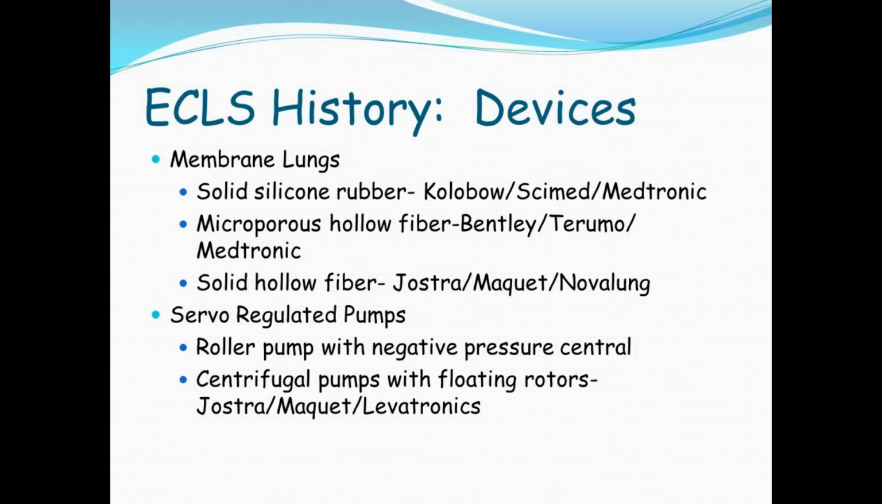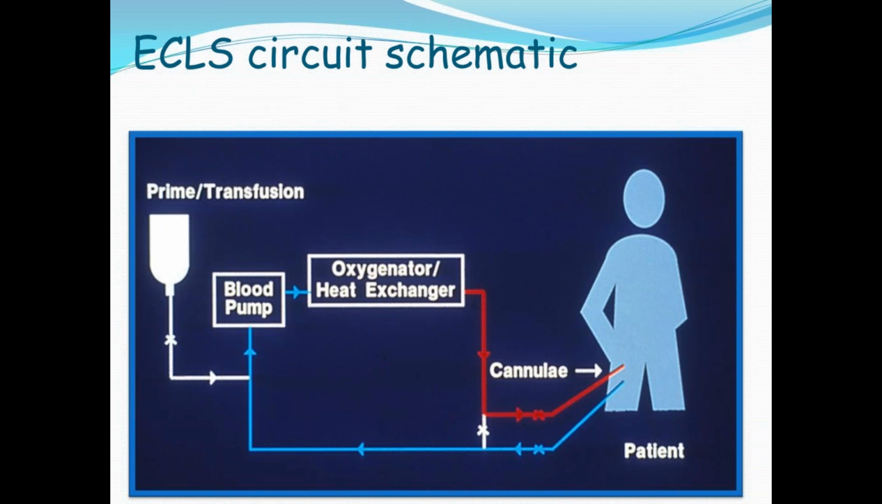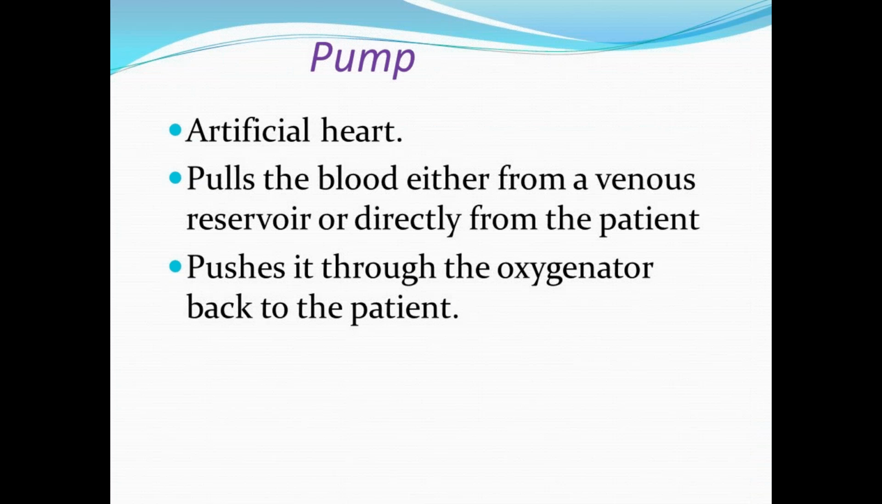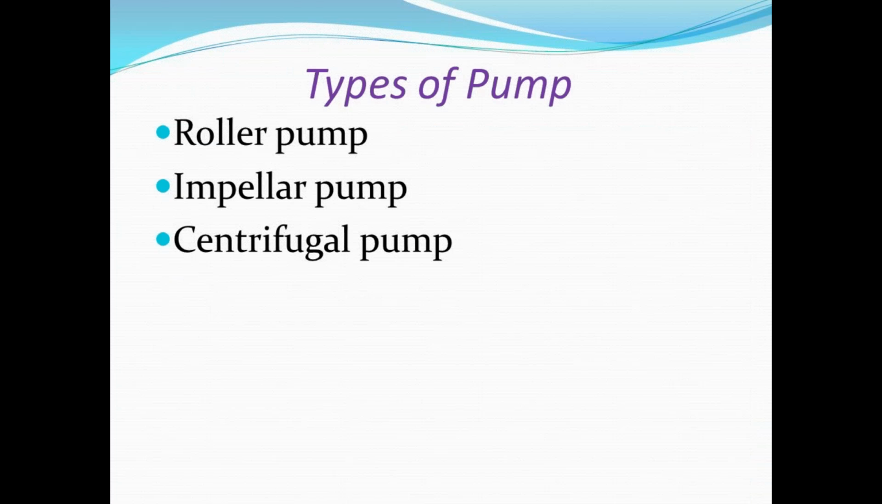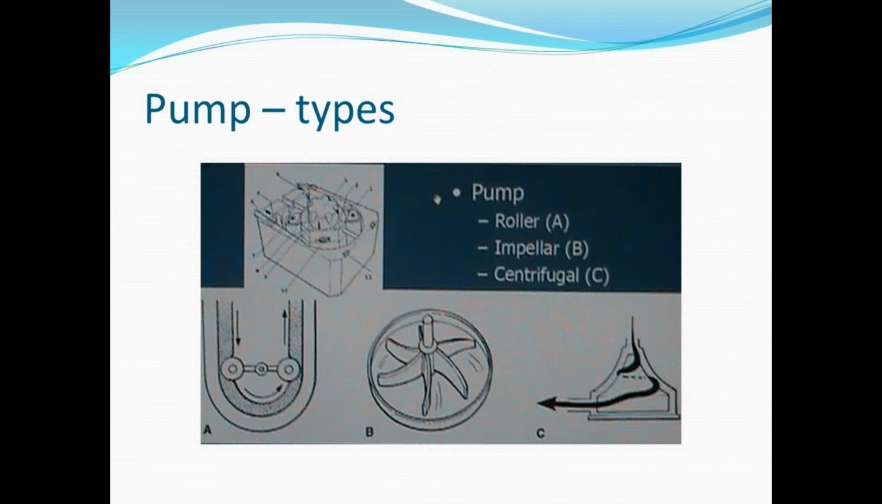And this is how the circuit is going to be. Venous end on the patient, going to the pump, going to the oxygenator and coming back to the patient. There are different connectors to measure the different pressures of the circuit. So now, from the roller pump to the impeller centrifugal pump, nowadays everybody is using the centrifugal pump.